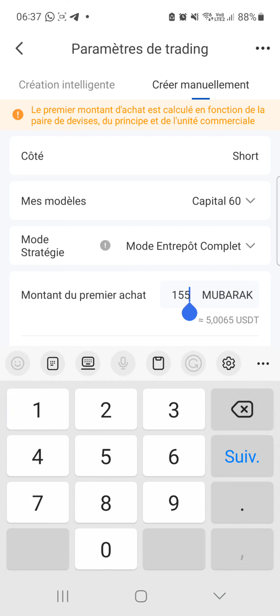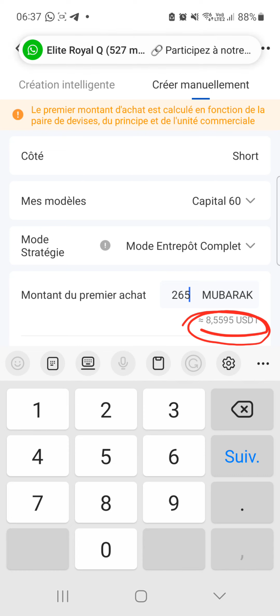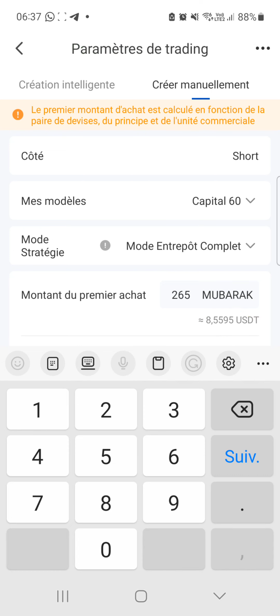So I will double 155 and I will put 265. So 265 is giving me $8. So let me increase it to get $15 or $20. Remember, I'm going to use $30. So I can put in between $20 or $30 as first buy amount. So how do I do it? I'll multiply here.